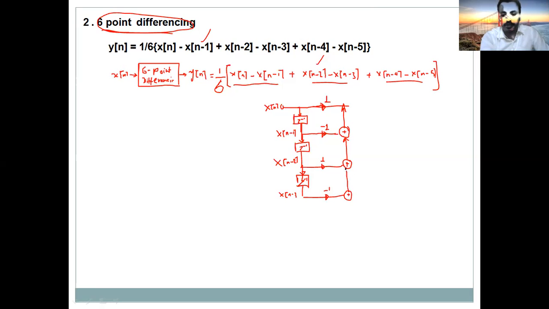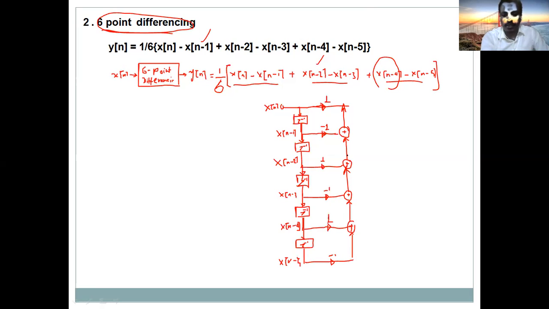Then add together the signals. Then delay this by 1 again. When you delay it by 1, we get x of n minus 4, the sample before 4 sample periods. As you can see here, x of n minus 4 has a positive coefficient, so it will be positive 1. Then delayed by 1 again. We get finally the last one, x of n minus 5. What is the coefficient of x of n minus 5? It is negative. So multiplied by negative 1, added together.